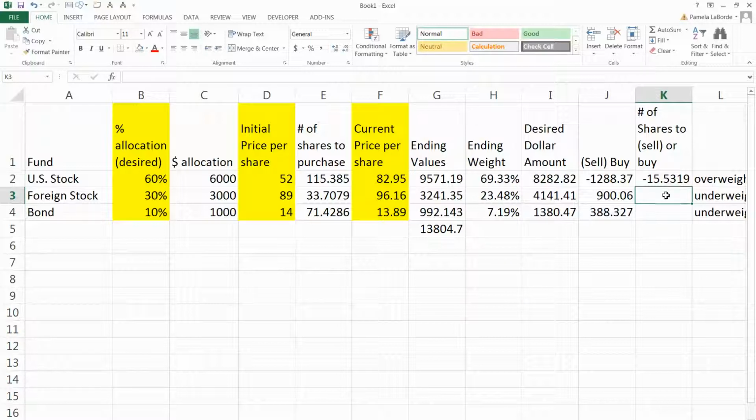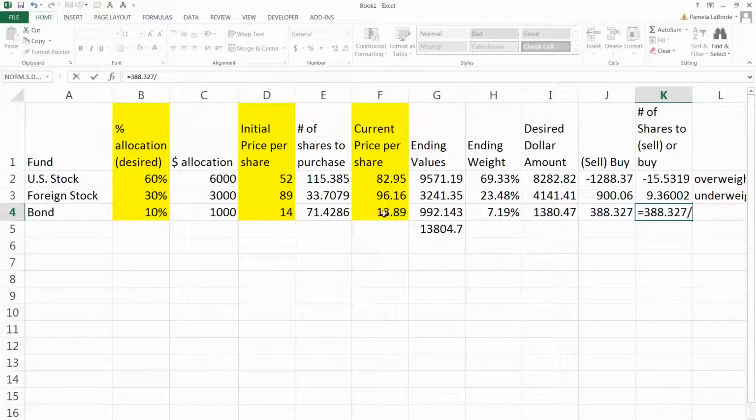For the foreign stock fund, take the dollar amount I need to buy or sell, the 906, divide by the current price per share of the 96.16. That's how many shares I need to buy. It's a positive number, so I'm a buyer on this one. Then for the bond fund, I take the dollar amount that I need to buy or sell, divide by the current price of the bond fund of $13.89. Again, this is a positive number, so I'm a buyer.